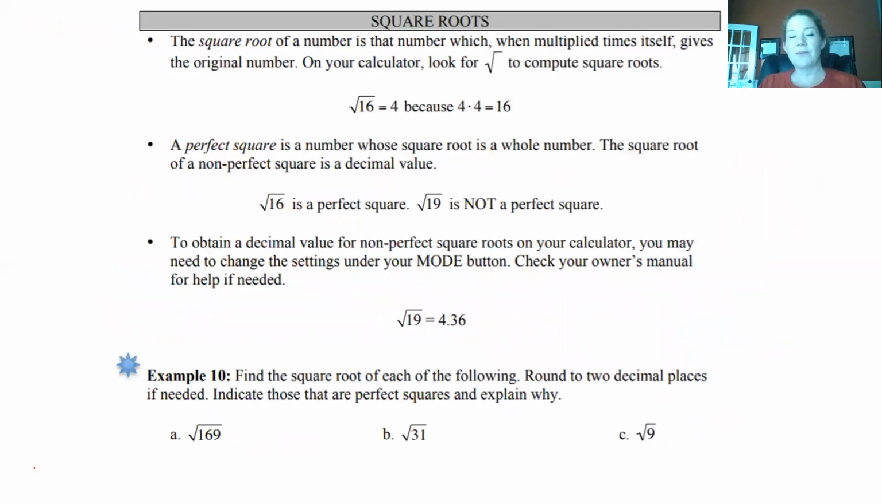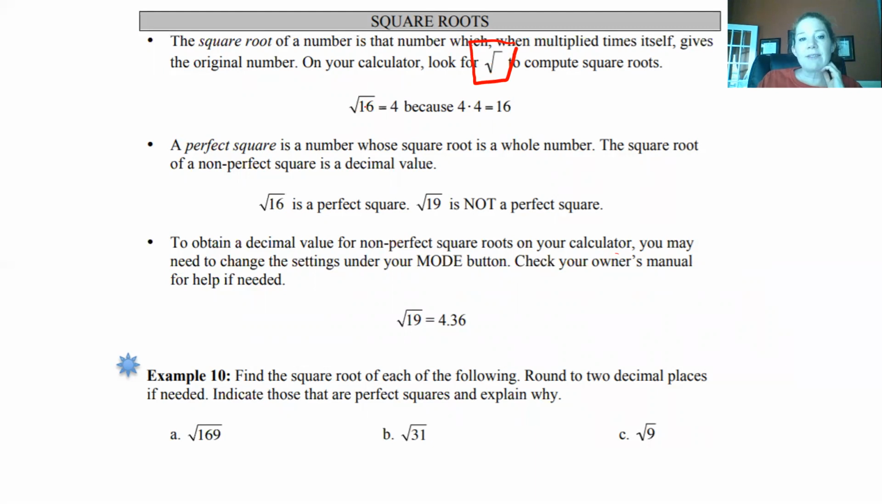Now we're going to talk about perfect squares and square roots. All right, the square root of a number is that number which, when multiplied times itself, gives the original number. On your calculator, this is what you're looking for. This symbol is called a radical. It's a radical sign. However, if you guys just have the add, subtract, multiply, and divide, I'm not sure if you have a radical symbol on your calculator, but you might. Some of the simple calculators do.